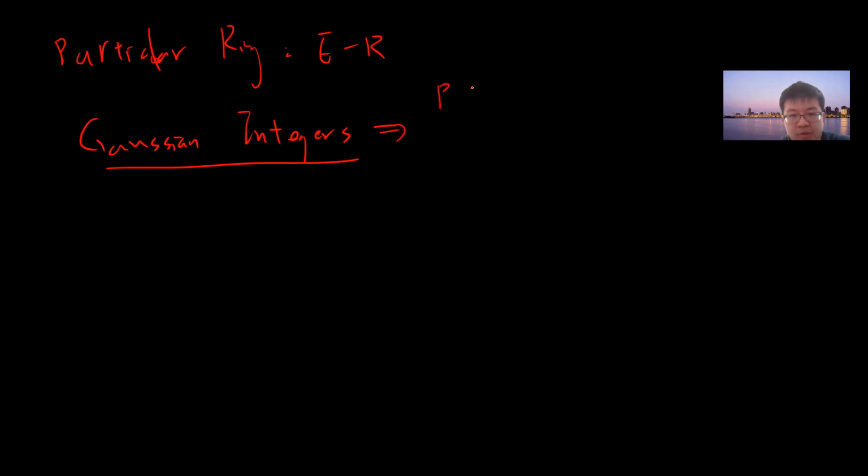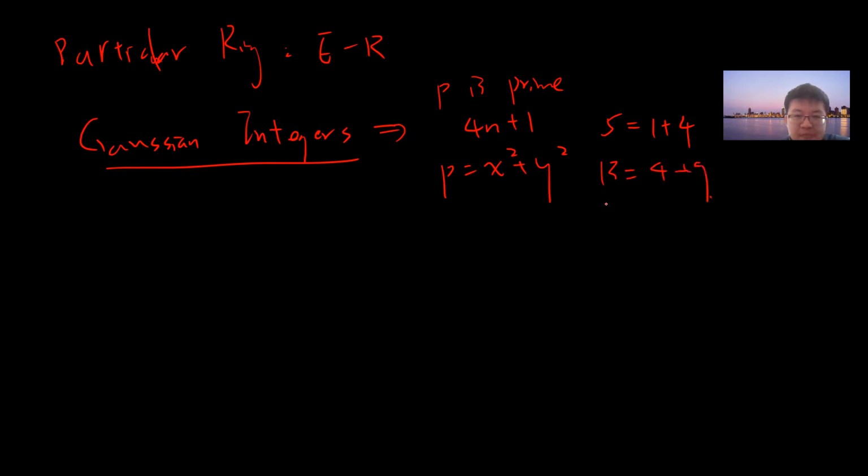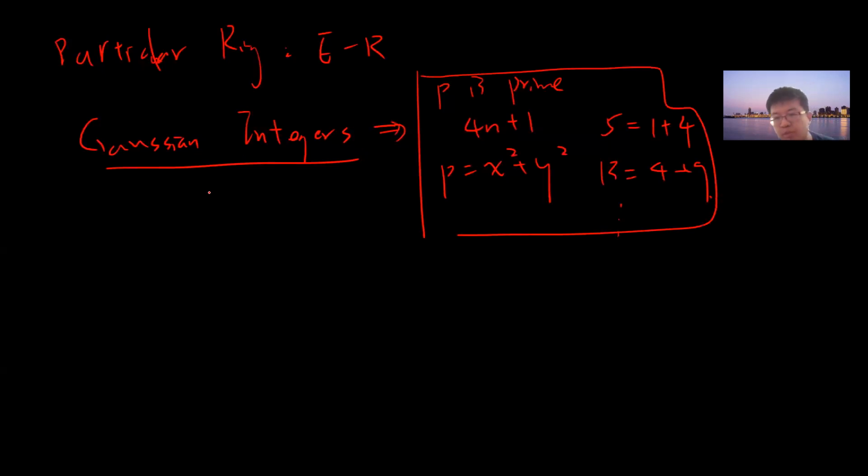Basically, if p is a prime of the form 4n plus 1, then p can be written as a sum of two integer squares. So for example, 5 can be written as 1 plus 4, and 13 can be written as 4 plus 9. Any prime of the form 4n plus 1 can be written as a sum of two squares of integers. This is a number theory result, and we can use the Gaussian integers to prove it.